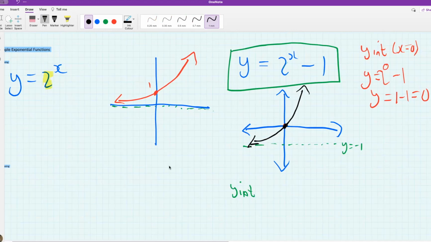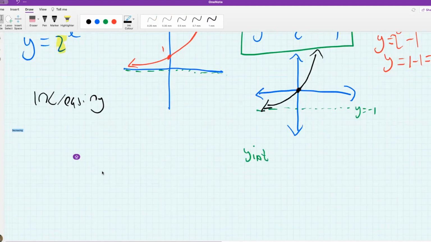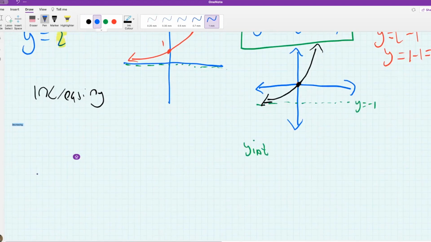It's over there. Okay, so these are called increasing exponential functions, because as x gets bigger, y gets bigger. And the second one was just an exponential function where it was shifted down by 1 unit. Now, there are other types of exponential functions, such as this one.